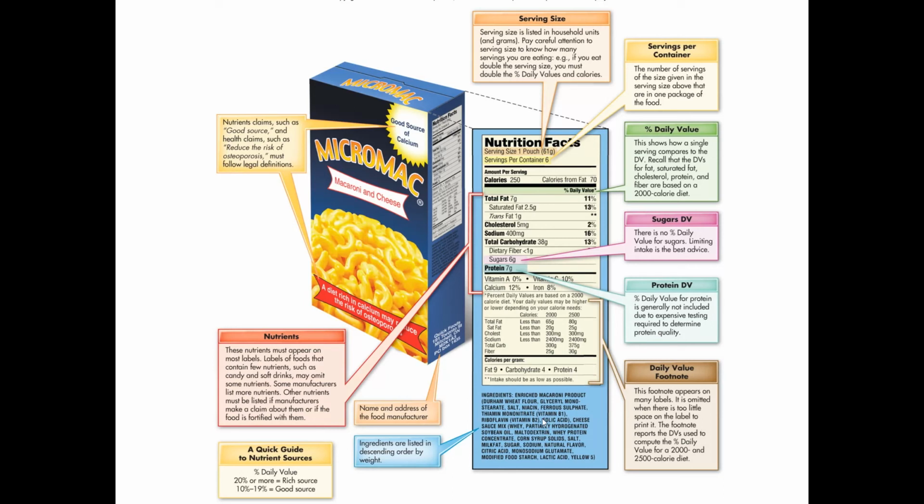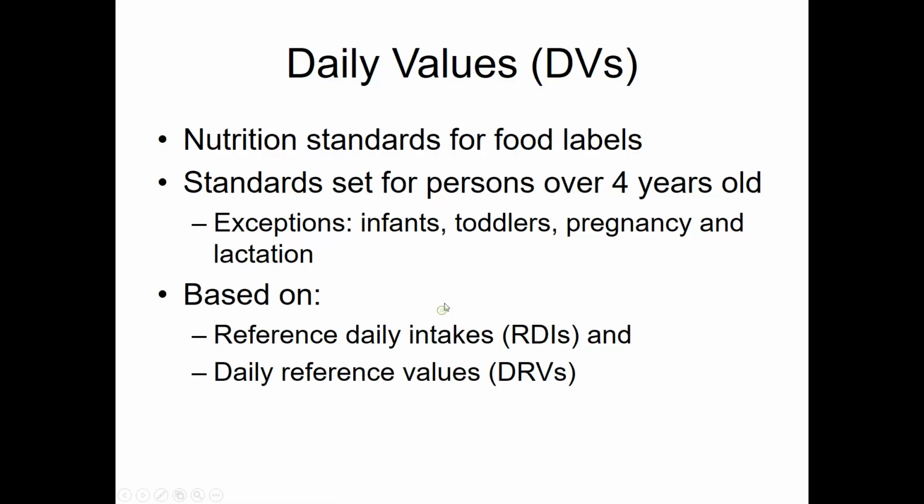You may be wondering where the percent DV value comes from. Daily values, or percent DV, is based on a combination of RDIs and DRVs, which I'll get to in a second. The daily values are based on a 2,000 calorie diet for healthy adults. If the label lists 15% for calcium, it means that one serving provides 15% of the calcium you need each day. The label doesn't represent the needs of young children or women who are pregnant or breastfeeding.